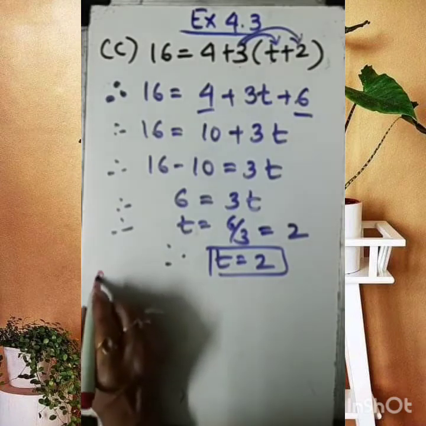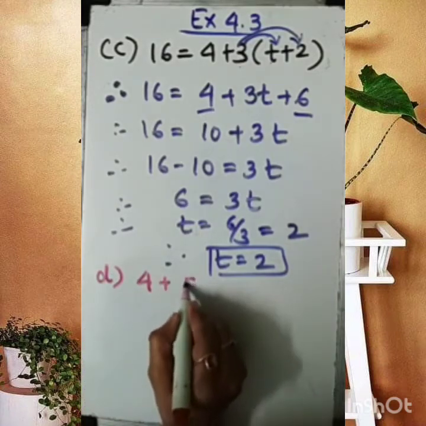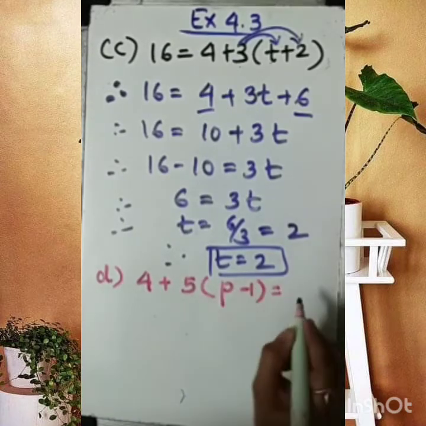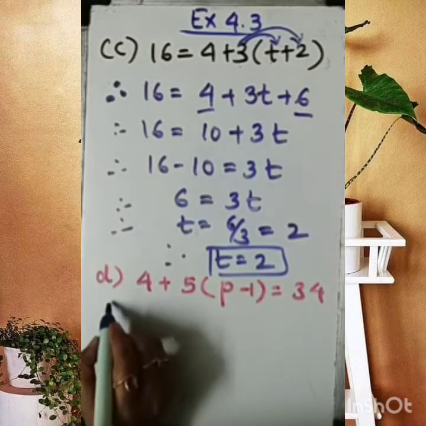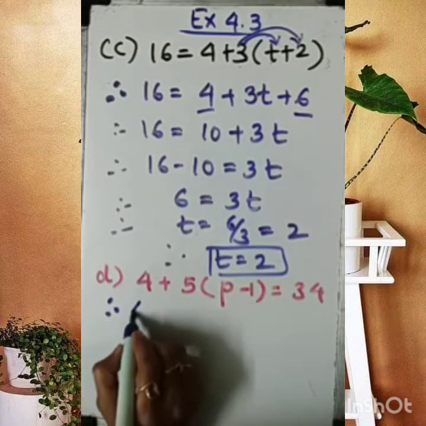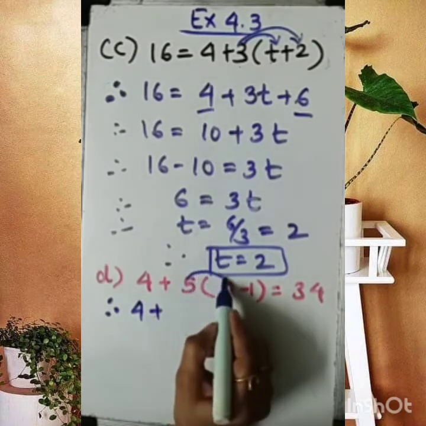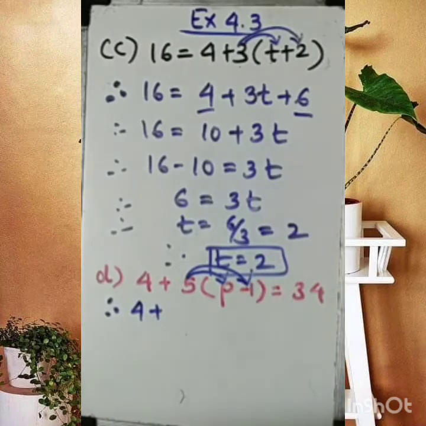I am doing it here. We are given 4 plus 5 in bracket, p minus 1, equal to 34. Okay, so I am starting here. 4 plus 5 in bracket p minus 1 equal to 34. Very simple, very easy. Let it be as it is. 4, keep it as it is. First I am going to multiply with 5 and then I am going to multiply it with minus 1. One by one, we need to multiply.